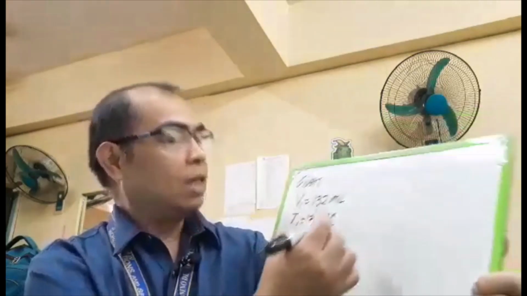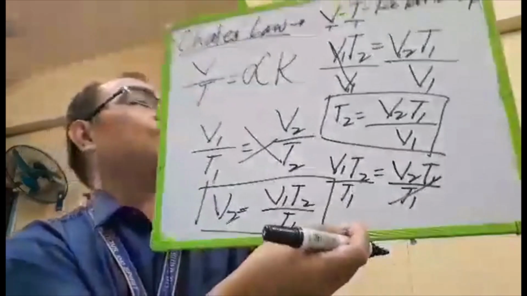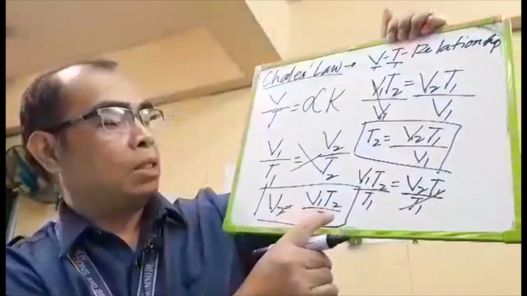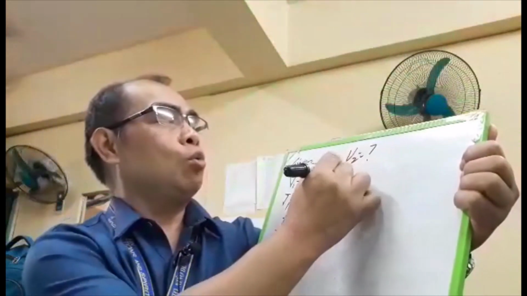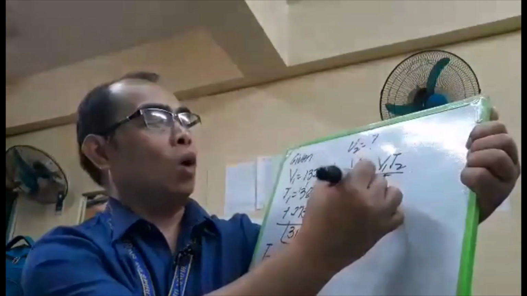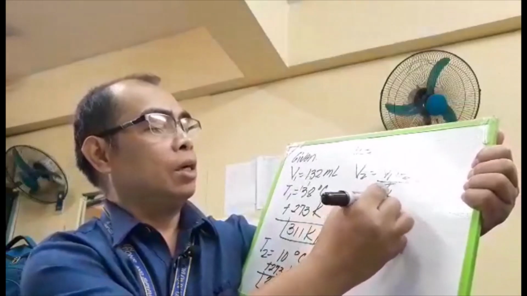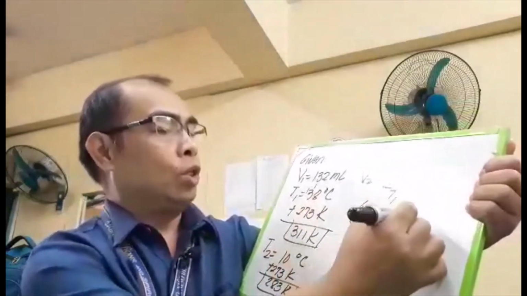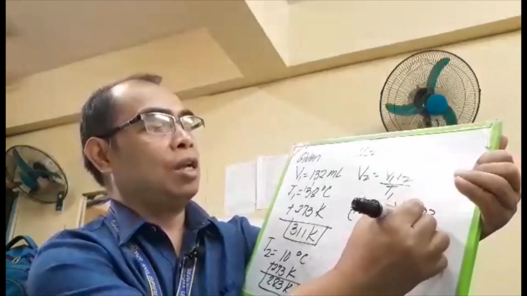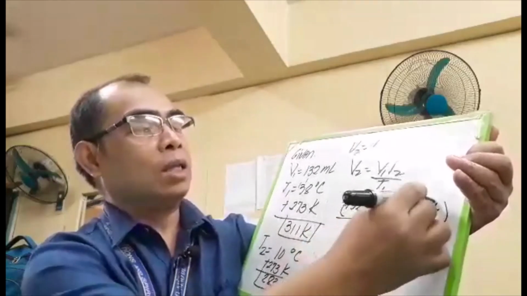So what are we looking for? V2 is unknown. What is our formula for V2 again? V2 is equal to V1 multiplied by T2 over T1. So we are going to substitute. V2 is equal to 132 milliliters multiplied by T2, which is 283 Kelvin, over 311 Kelvin. So cancel the Kelvin.